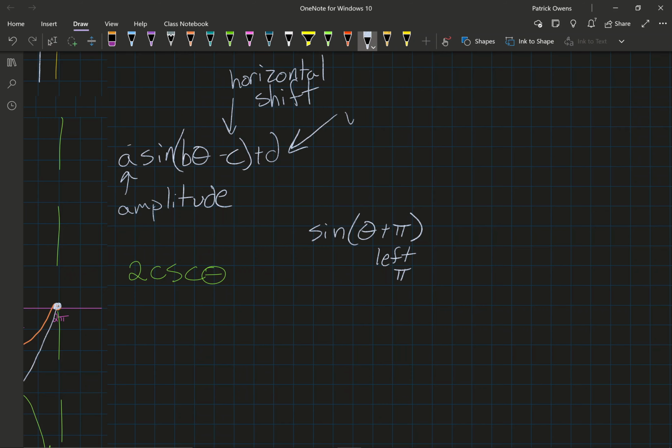D is going to be a vertical shift. So same thing as with your standard functions, like if you have x squared plus 4, it's going to move things up 4. If instead you had sine of theta plus 3, everything is going up 3.